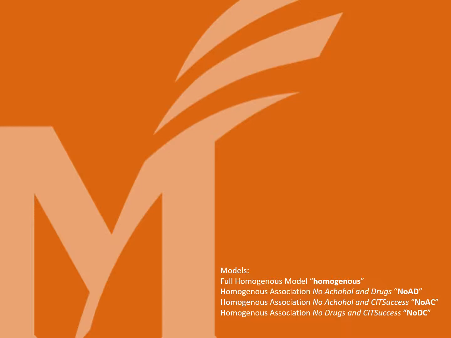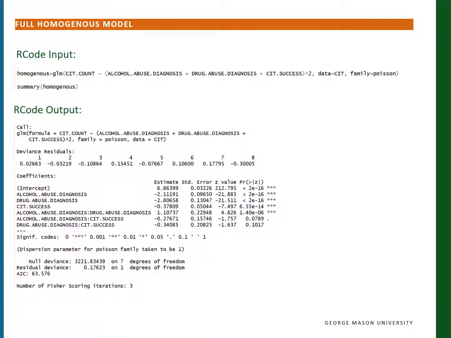Now that we have seen joint independence, we will move on to see models with full homogeneous model, homogeneous association, no alcohol and drugs, homogeneous association, no alcohol and CIT success, and homogeneous association, no drugs, and CIT success. This is the full homogeneous model, looking at all 3 variables. As you can see, R code input above, R code output below.